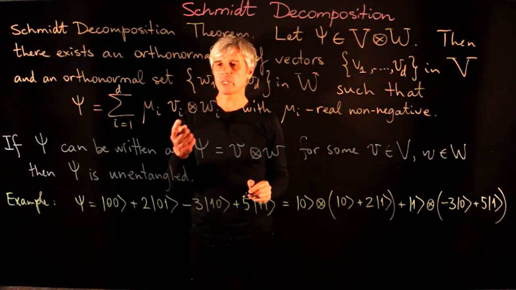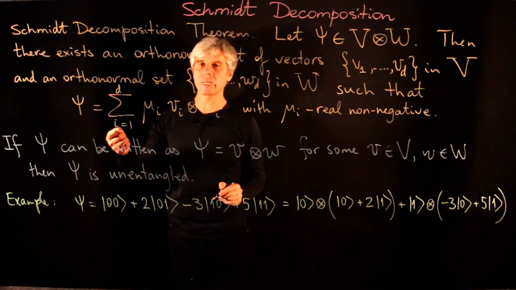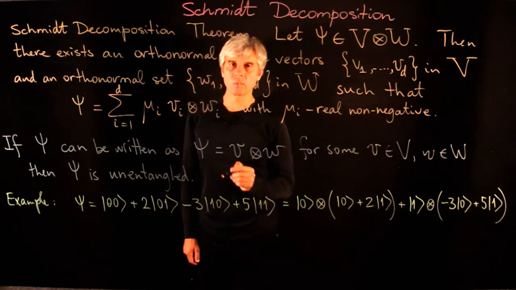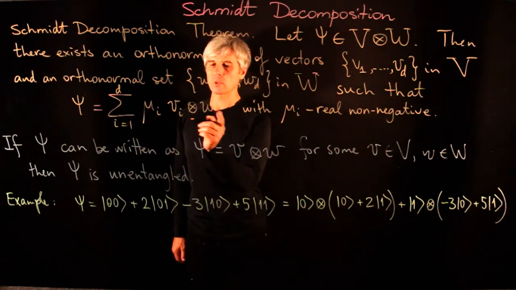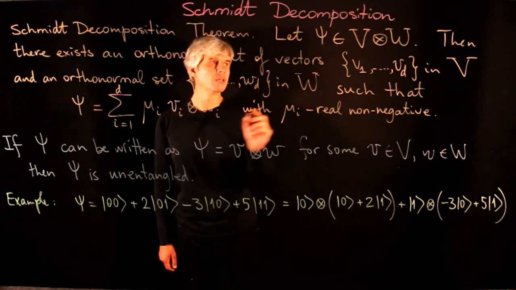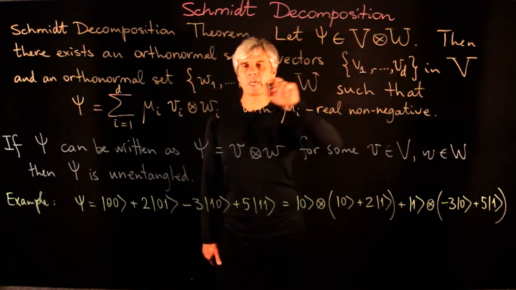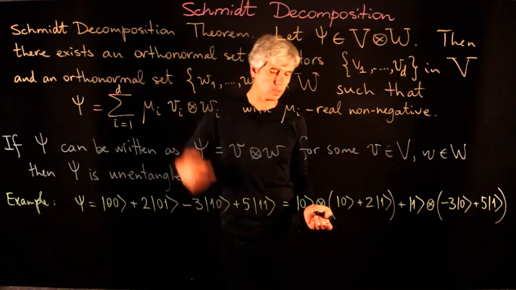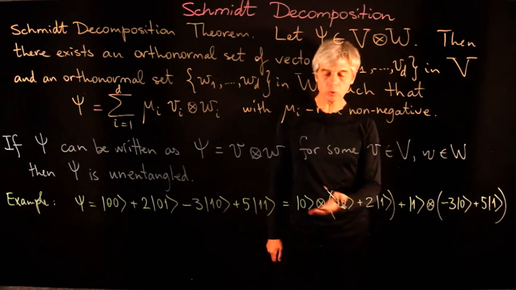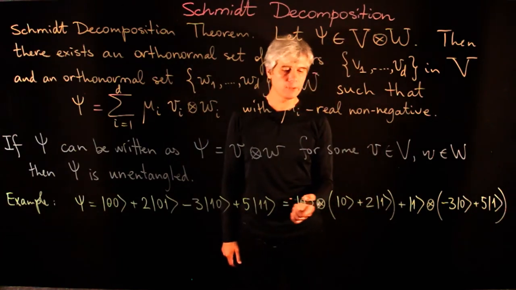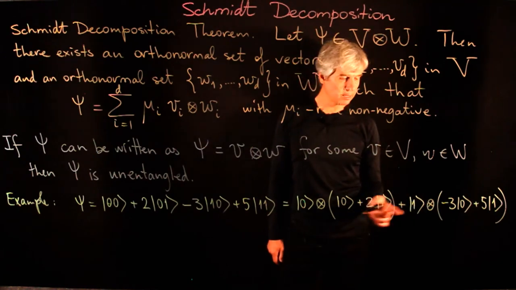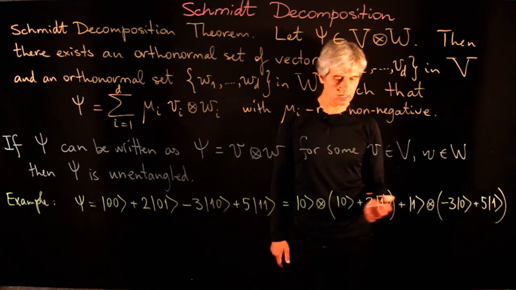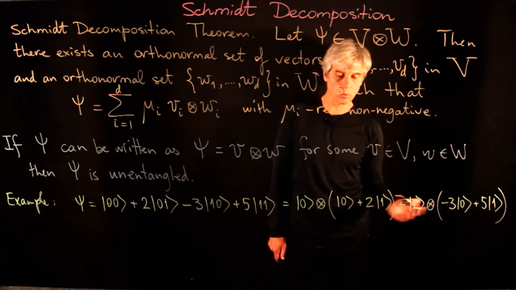Here we point out that in our previous expansion we had a double sum over i and j. The difference in the Schmidt decomposition is that we have a single summation. This means that we have pairings between vectors from V and vectors from W. What is important here is that these sets of vectors are orthonormal. For example, our decomposition here is also of this kind: one vector from V and the matching vector from W. But the vectors from the W space here are not perpendicular to each other, so this is not the Schmidt decomposition, because we don't have orthonormal sets here.